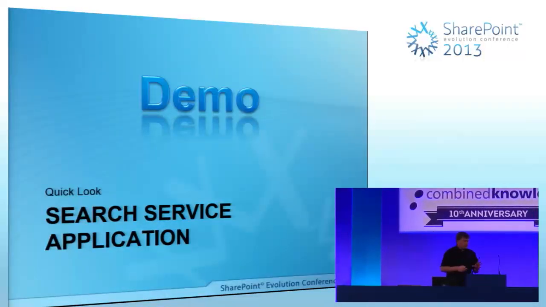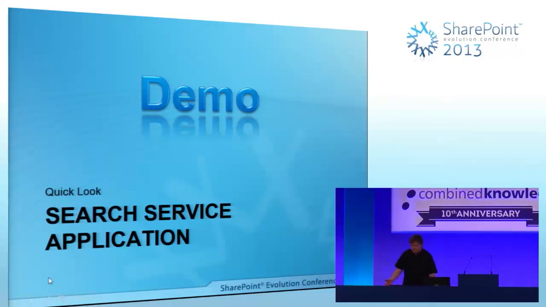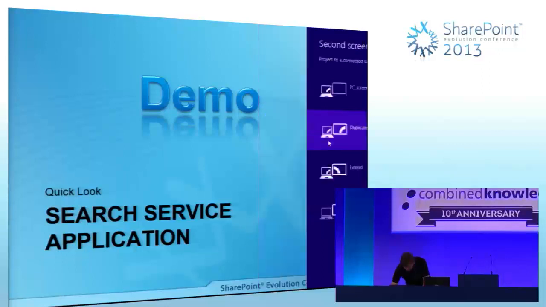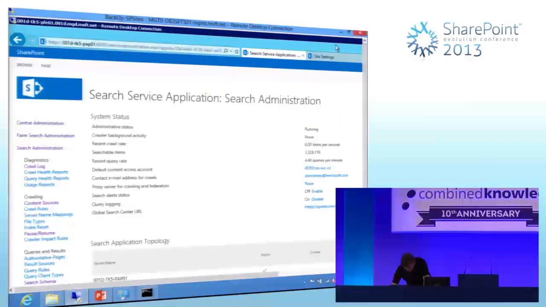I want to give you a quick look at the search service application. I'm assuming most of you have seen Central Admin, so I just want to give you a very quick overview of what the search service application looks like. Primarily, the reason for this is to show you why it's not much different in terms of what it looks like, for those of you that may not have seen it. So hopefully this will come up. There we go.